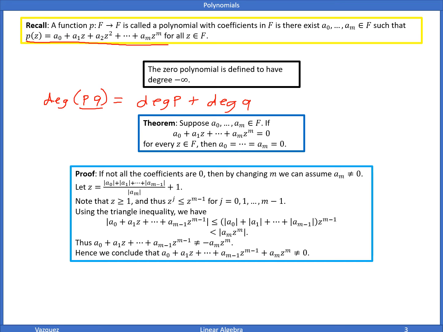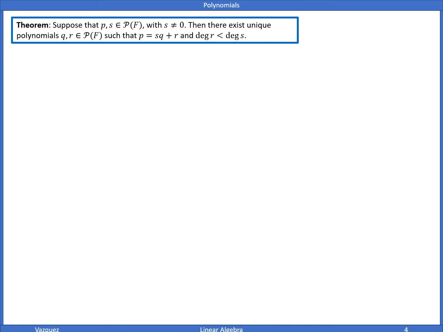Okay, if you took a number theory course, you may have seen the division algorithm. In this case, we're going to do the same thing, but with polynomials. And you might have even done this since high school. So suppose that P and S are polynomials with S not equal to 0, so a non-zero polynomial. Then there exist unique polynomials Q and R such that P is equal to SQ plus R, and the degree of R is less than the degree of S. You may want to pause here and make sure you see what's going on.